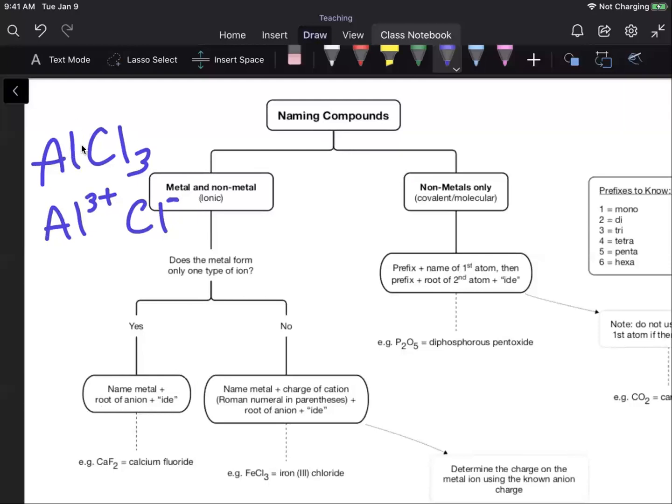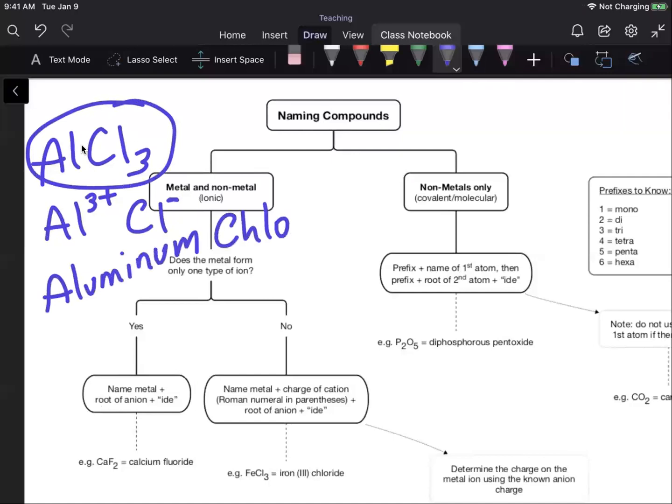So this compound, AlCl3, is aluminum chloride. We don't need to specify there are 3 chlorines. It's implied because we know it has to have 3, because we need 3 chloride minuses to balance the 3 plus charge on the aluminum.